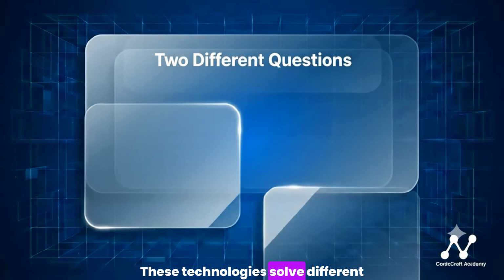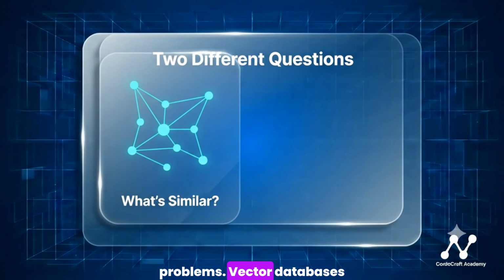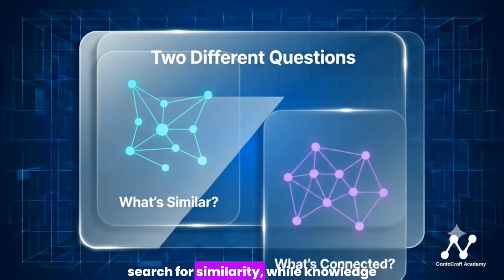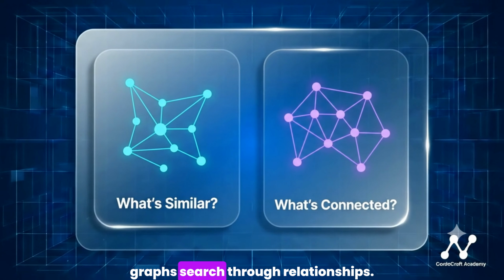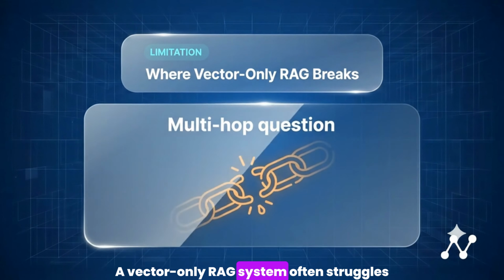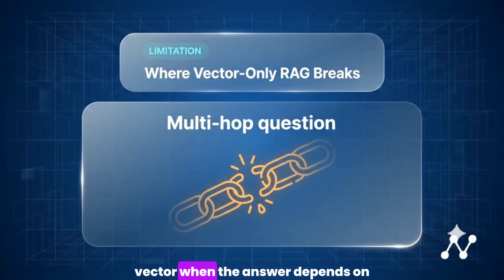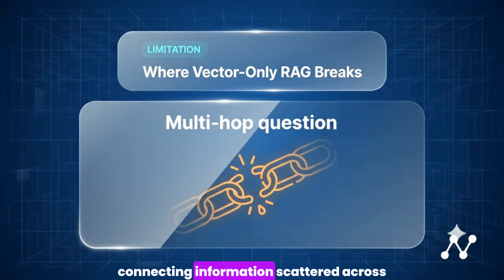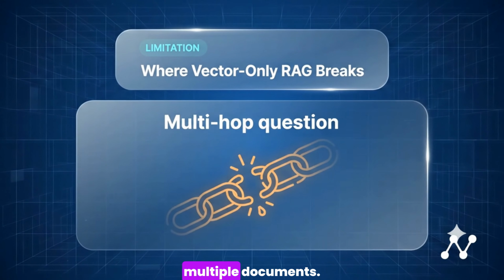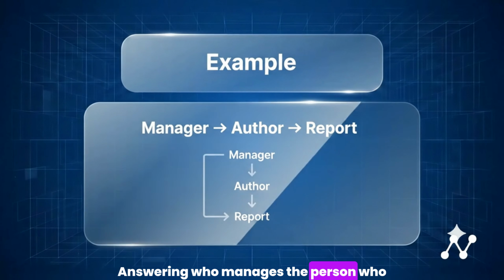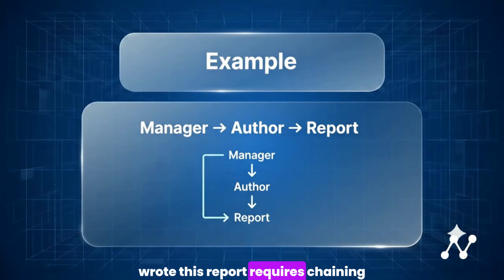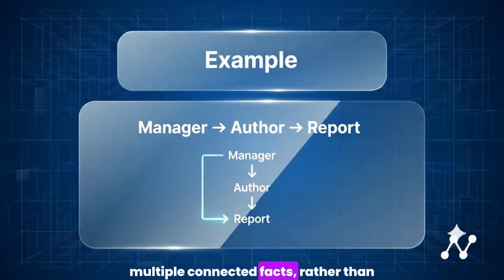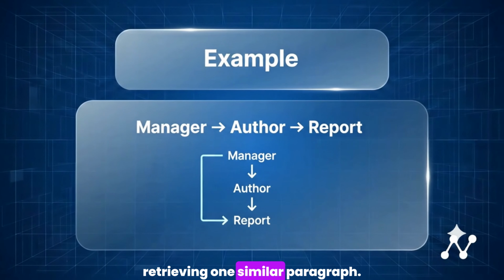These technologies solve different problems. Vector databases search for similarity, while knowledge graphs search through relationships. A vector-only RAG system often struggles when the answer depends on connecting information scattered across multiple documents. Answering who manages the person who wrote this report requires chaining multiple connected facts rather than retrieving one similar paragraph.